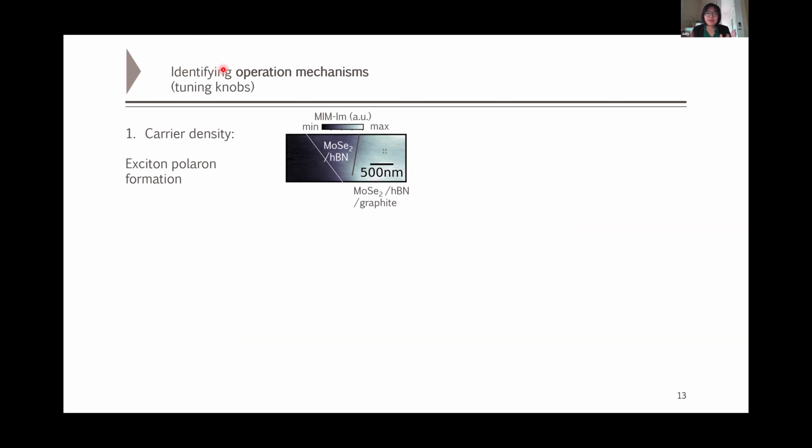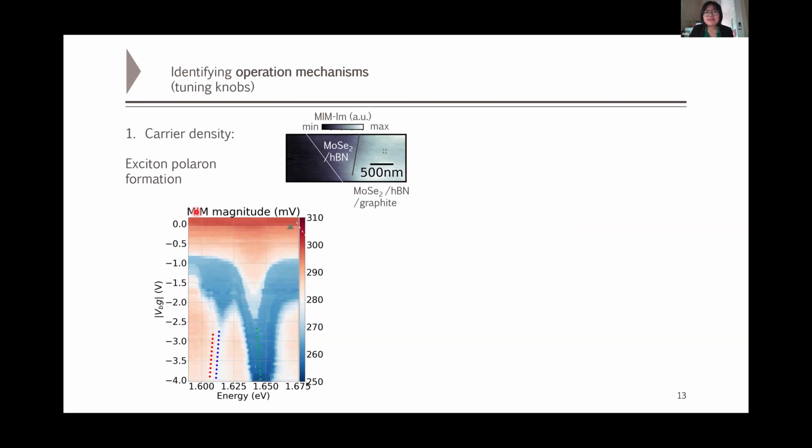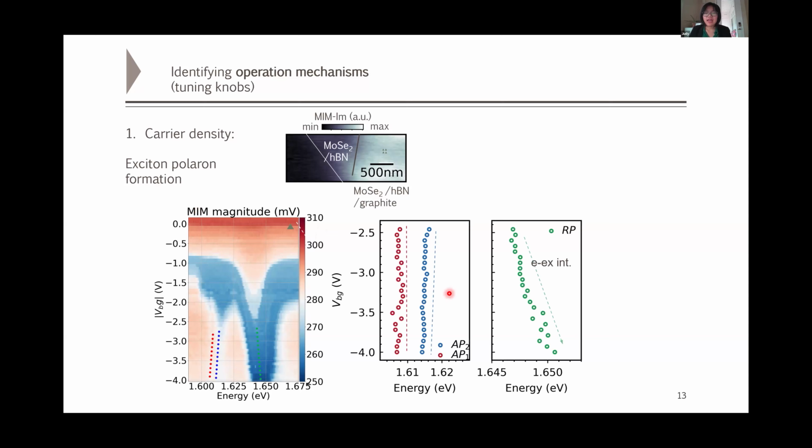And then we started identifying the operation mechanisms, or the tuning knobs. One of those is the carrier density. We know that excitons can form trions or exciton polarons if there's a pretty dense Fermi sea. And when exciton polarons form, the binding energy changes. That's also what we saw in our measurements.